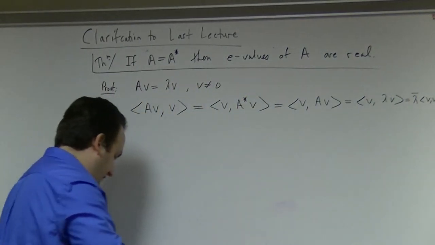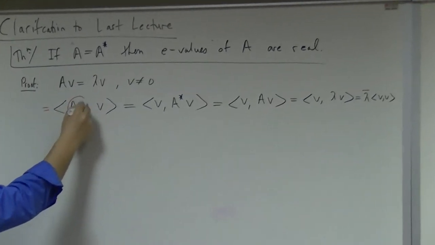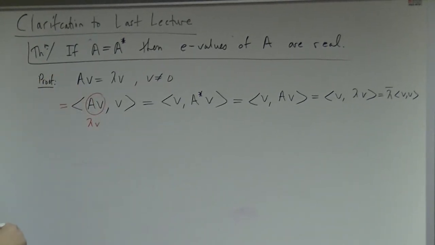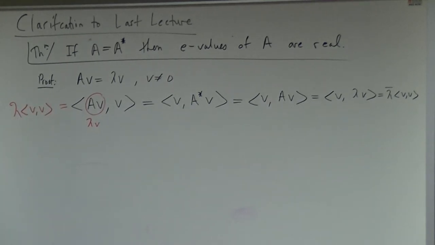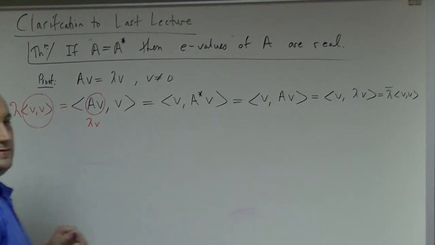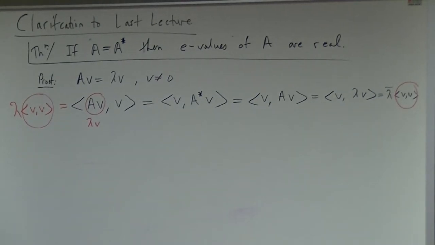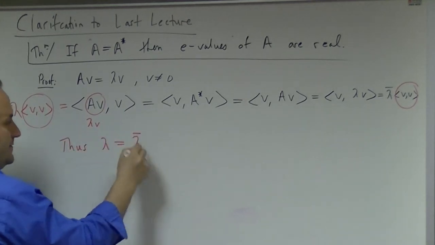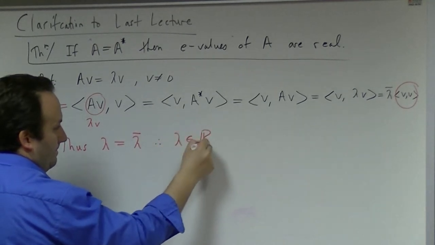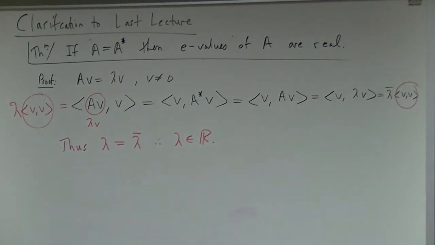If you'll allow me this Menge-style calculation, I hope you will. On the other side, we have this is just lambda V V. It's in the first slot where we have linearity, and so lambda pulls out. So we get lambda V V. But this and this are just non-zero real numbers; they're lambda times the norm of V squared. Therefore lambda is equal to lambda bar. Therefore lambda is real. So self-adjoint linear operators on a Hermitian inner product space have real eigenvalues.